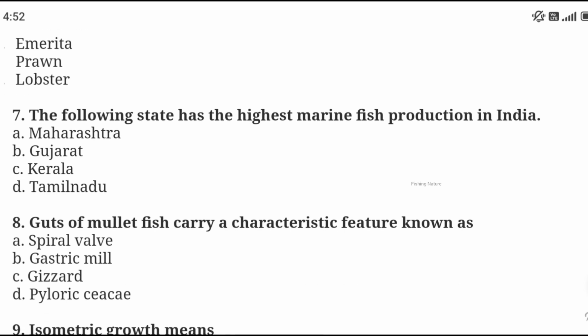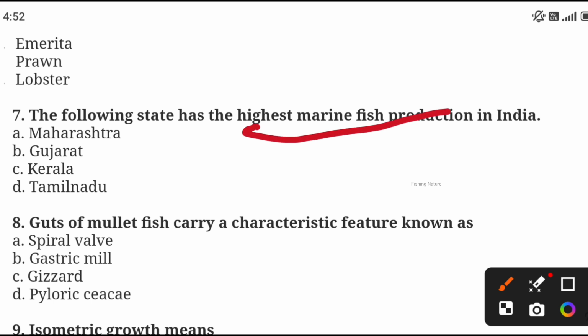Next, which of the following states has the highest marine fish production in India? Is it Maharashtra, Gujarat, Kerala or Tamil Nadu? Gujarat has the highest marine fish production in India. Next, the gut of the mullet fish carries a characteristic feature. Is it a spiral valve or a gastric mill? No, these are not present in that fish. So the gizzard is present in the mullet fish.